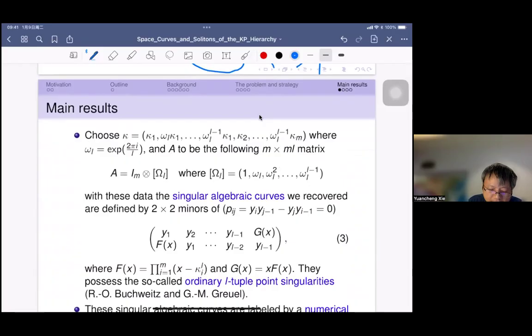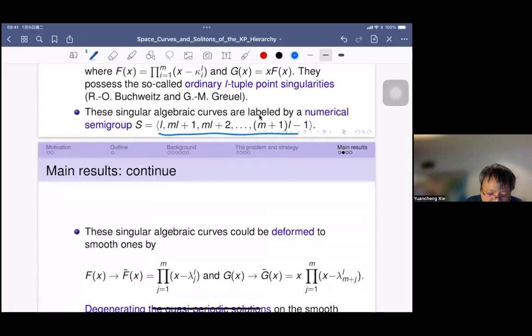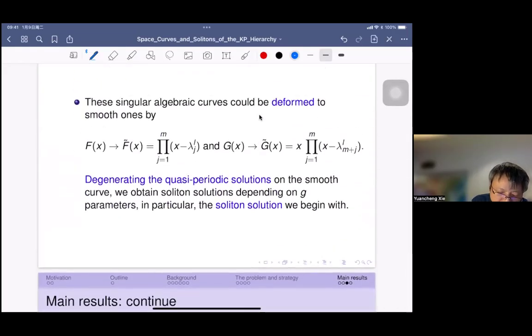And we have to use all of these variables as generators, and all these curves we can actually parameterize using a numerical semigroup. Okay, so we construct an algebraic curve. Now the next question is whether this algebraic curve is a spectral curve for some differential operators.